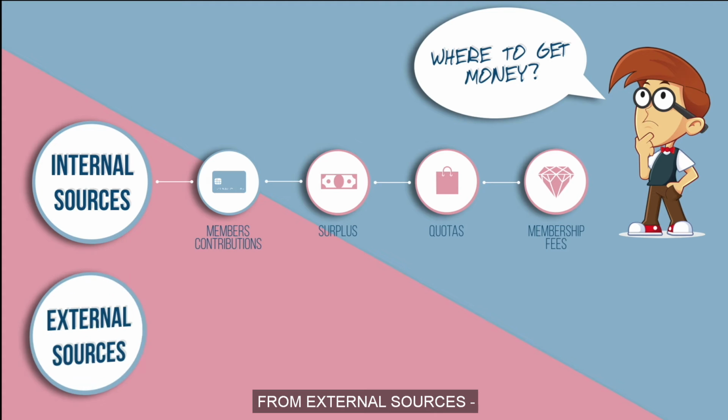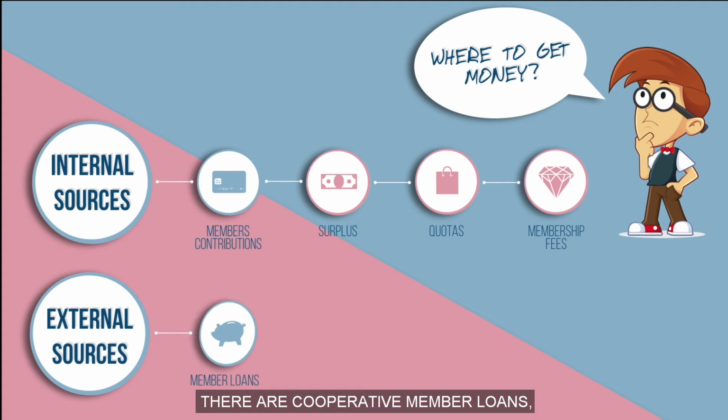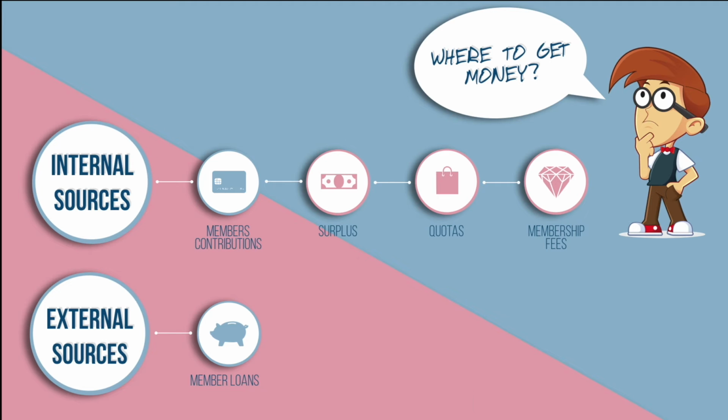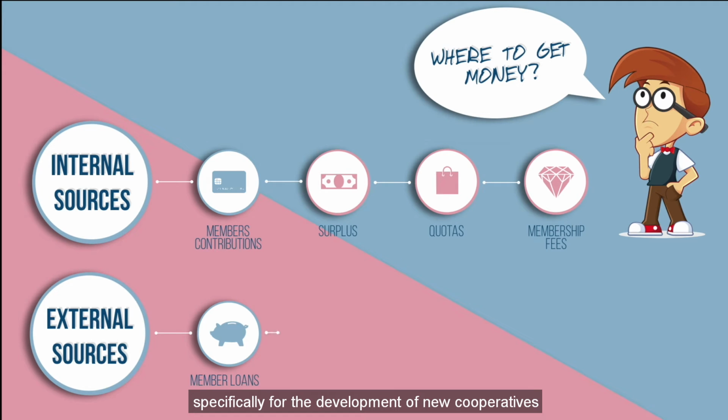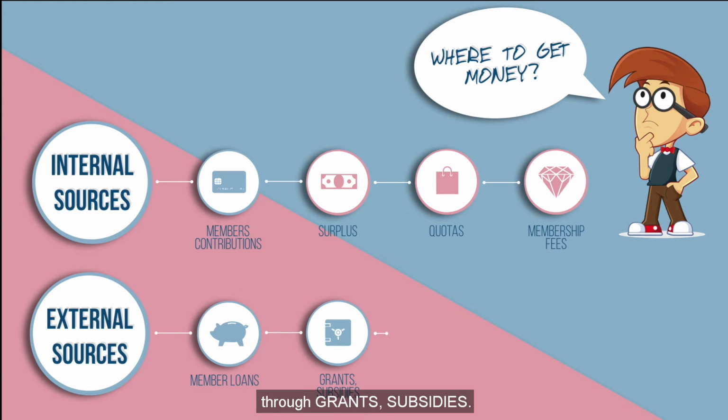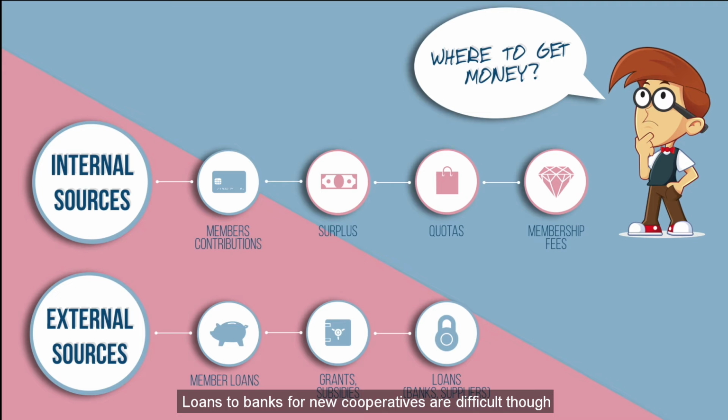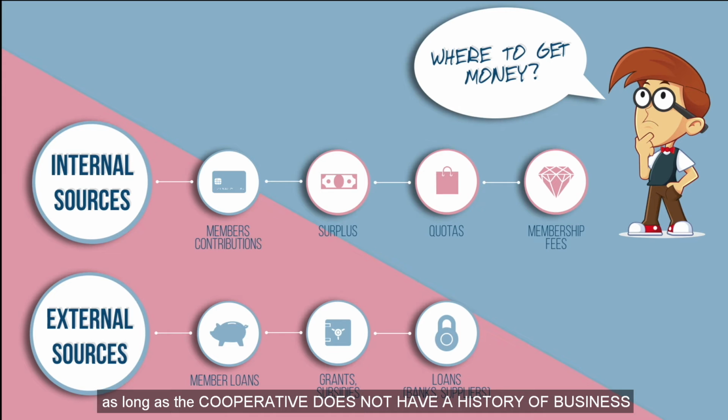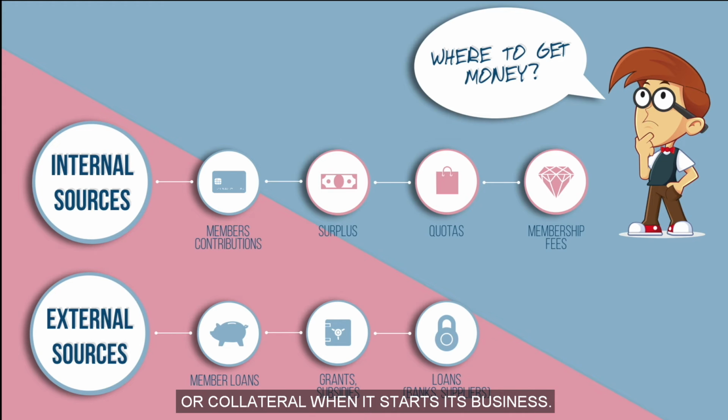From external sources, there are cooperative member loans, and it might be possible that in your country, there's a special support policy specifically for the development of new cooperatives through grants and subsidies. Loans from banks for new cooperatives are difficult though, or even impossible, as long as the cooperative does not have a history of business or collateral when it starts its business. Therefore, even if banks would agree to grant a loan to a new cooperative, they would require collateral from members of the cooperative, such as guarantees, pledges, or something else.